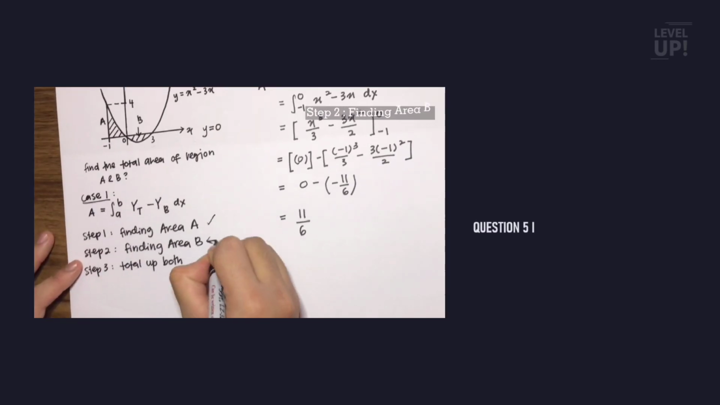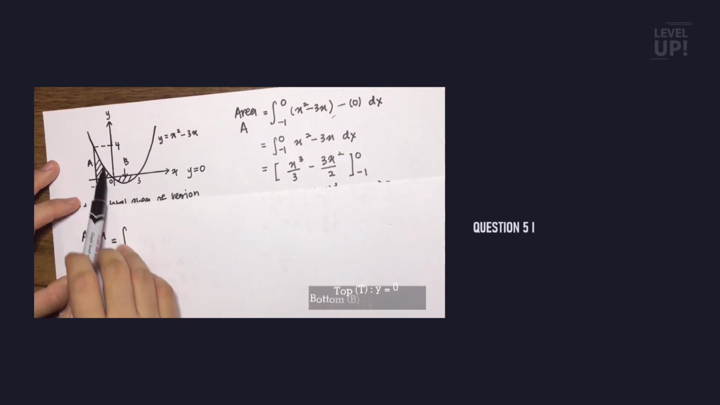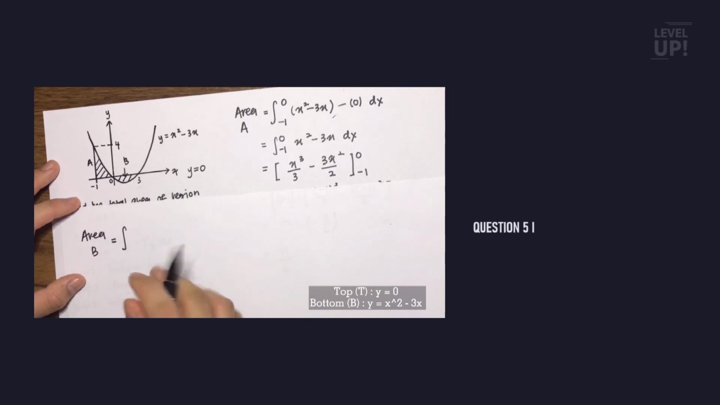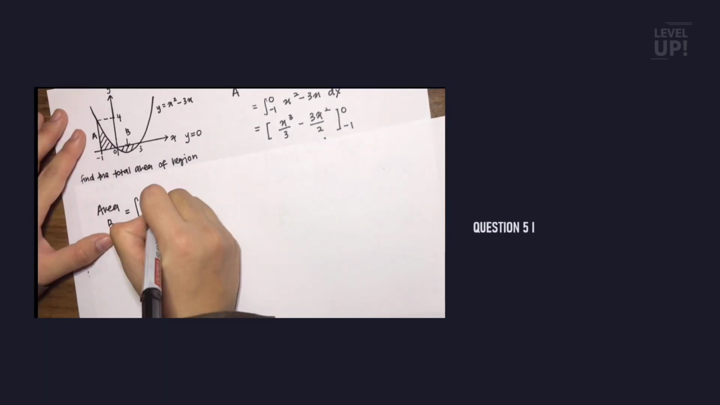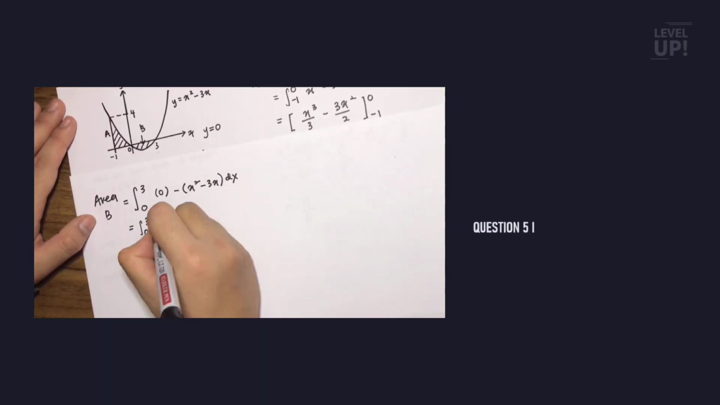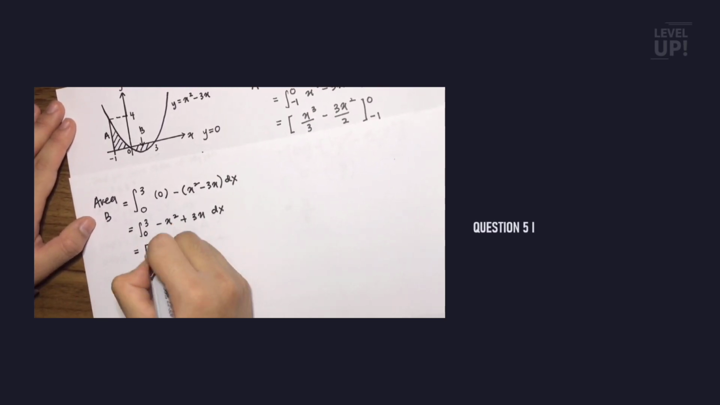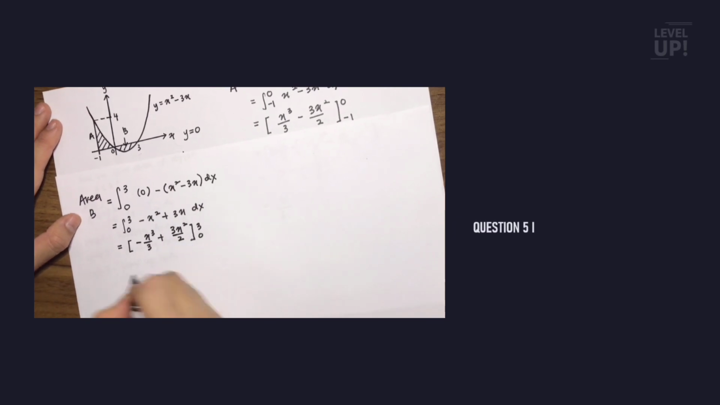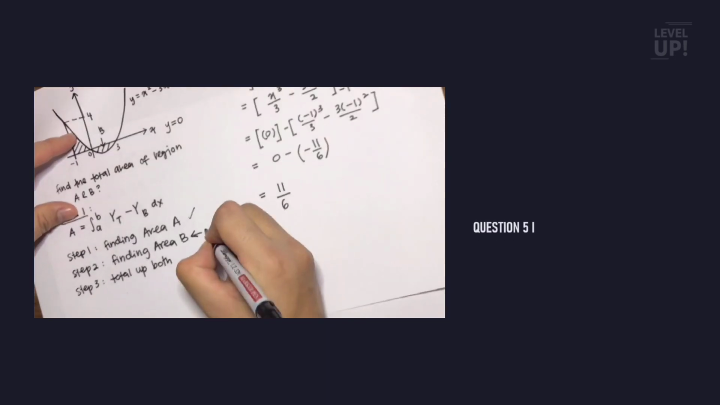Moving on to step 2, finding area B. We're going to integrate region B from 0 to 3. The function on top is the x-axis and the bottom is the curve y equals x squared minus 3x. Then simplify everything. We're going to integrate, then substitute the boundaries 3 and 0. We're going to get 9 over 2.